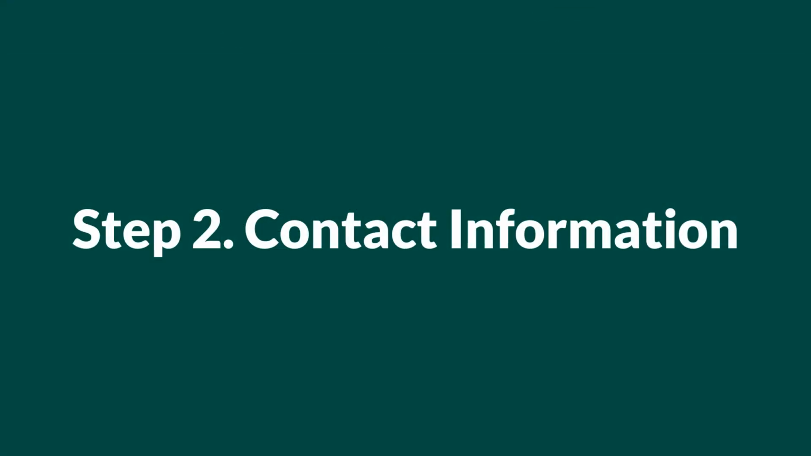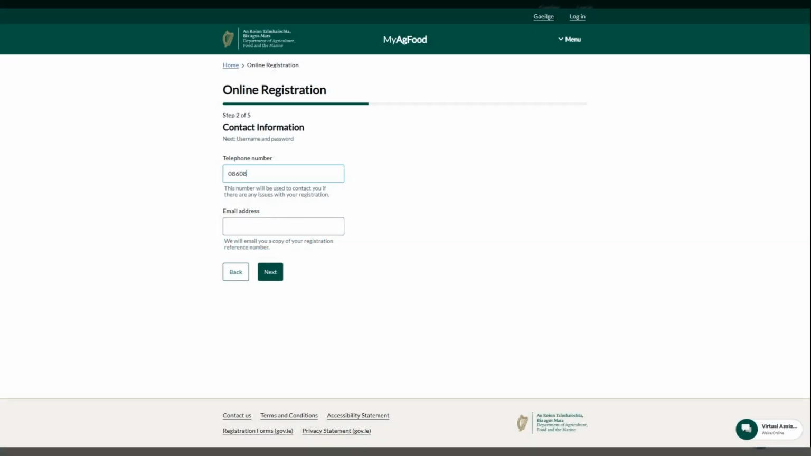Step 2. Contact information. First, fill in your telephone number. This will be the number that the department will contact you on if issues arise. Next, type your email address. Your MyAgFood registration reference number and future correspondence will be sent to this email address. Click Next.